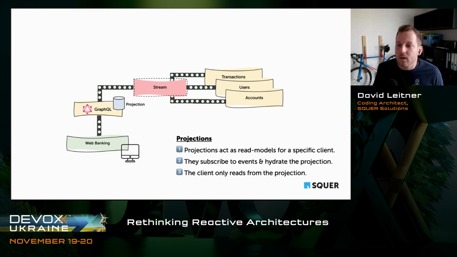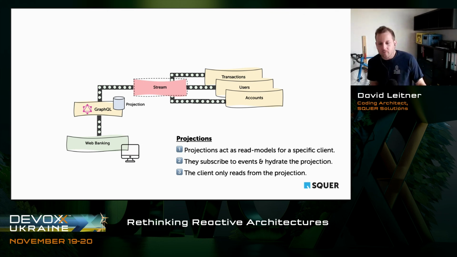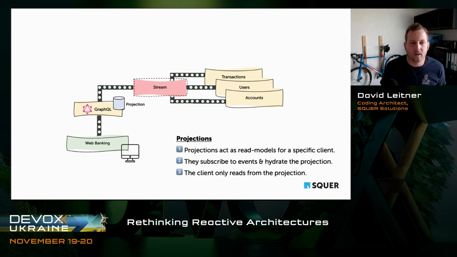And then the client only reads from this projection. Never goes directly to the transaction service. It just asks the projection, hey, what are the latest transactions, right? And if we then have, as usually in banking, a second channel, right?